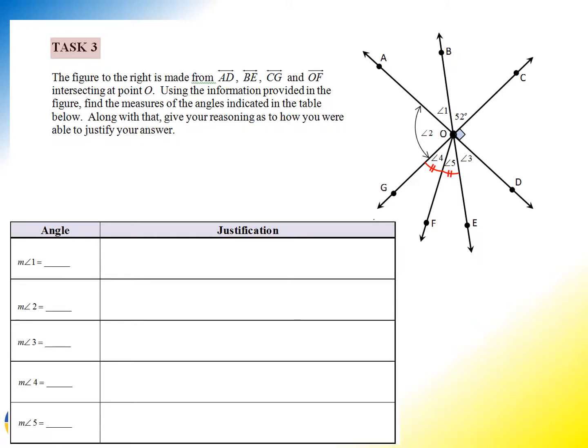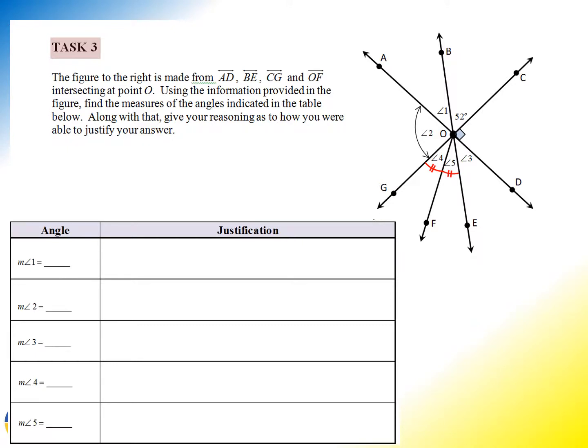For the third task in the first portfolio, you're given this figure here. You're being told that line AD, line BE, line CG, and ray OF intersect at point O. It's important to know that because you know that AD is a straight line, so the angles that would make up AOD, whichever way you're looking at it, should total 180. If I don't have that it's forming a straight line, then I may not be able to assume that. Same thing with line BE and CG.